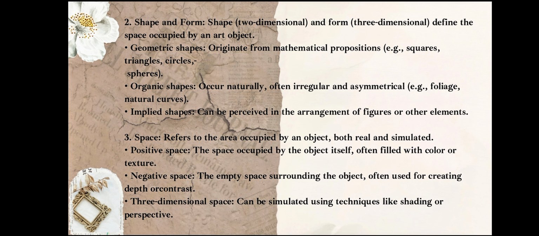For example, in a landscape painting, an artist might use linear perspective to create the illusion of depth, making distant mountains appear smaller and closer together than those in the foreground, thus simulating three-dimensional space. These concepts of shapes, form, and space work together to create a cohesive and engaging composition in art, influencing how viewers perceive and interact with the artwork.